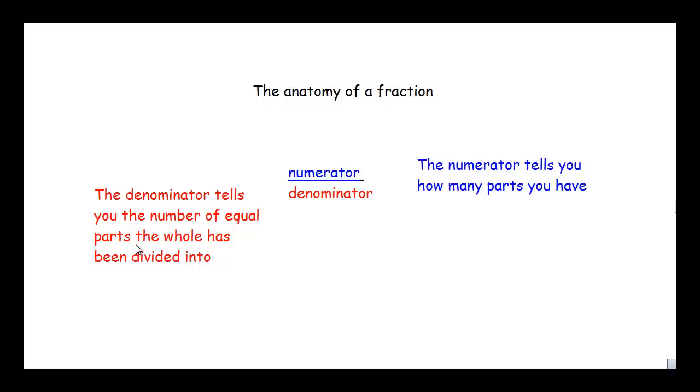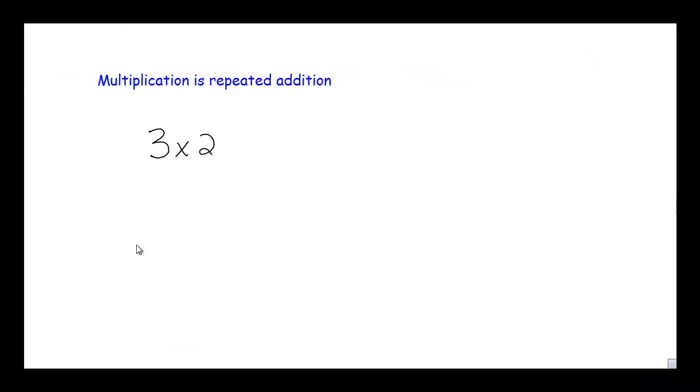The denominator is on the bottom, and it tells you the number of equal pieces that your whole has been divided into. If your numerator is larger than your denominator, you can change the fraction into a mixed number. And of course, if your numerator is smaller than your denominator, then you have a number that has a value less than 1. So let's take a look at a simple multiplication problem.